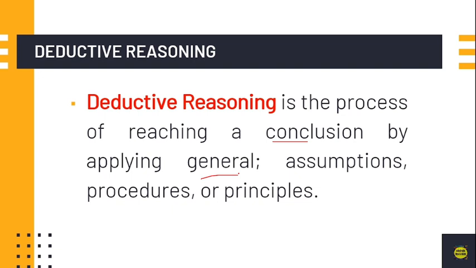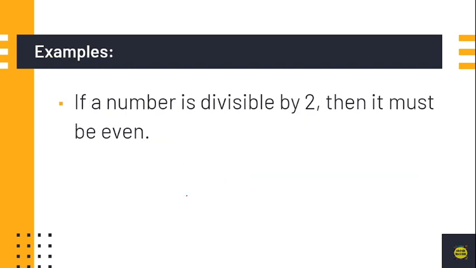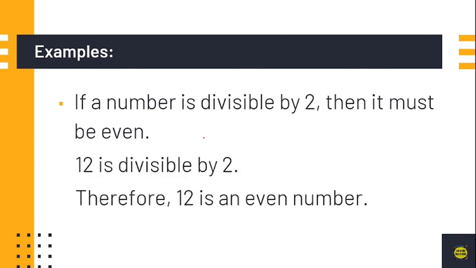Top-down approach. This is a general statement: if a number is divisible by 2, then it must be even. Then you apply a specific example. For example, 12 is divisible by 2. Therefore, 12 is an even number. This is an example of deductive reasoning.